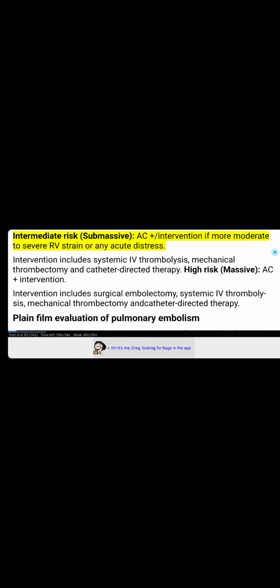Management of acute pulmonary embolism. Low-risk PE, non-massive: anticoagulation, AC only, or surveillance if isolated subsegmental PE with no proximal lower extremity DVT and low risk for recurrence. Intermediate risk, submassive: AC plus intervention if more moderate to severe RV strain or any acute distress. Intervention includes systemic IV thrombolysis, mechanical thrombectomy and catheter-directed therapy.